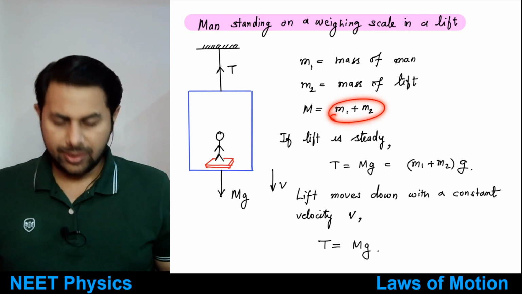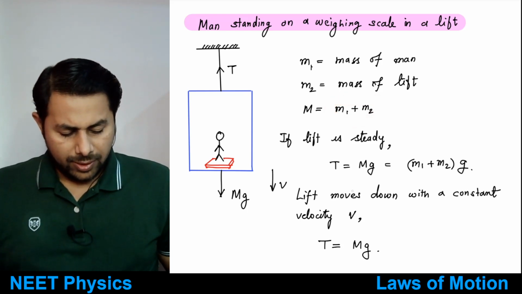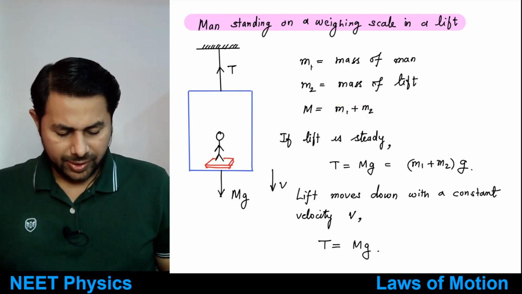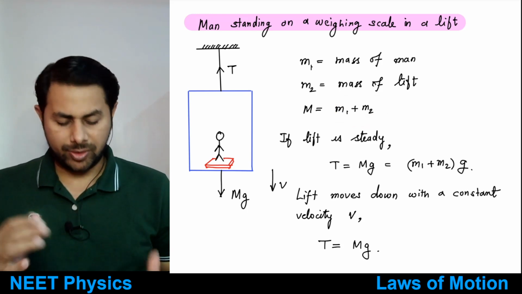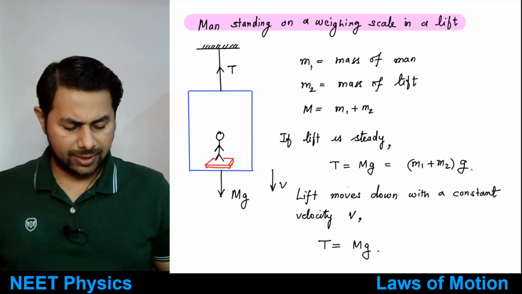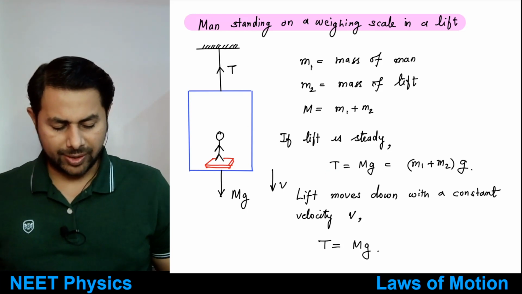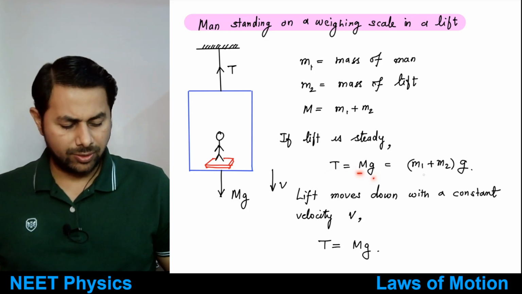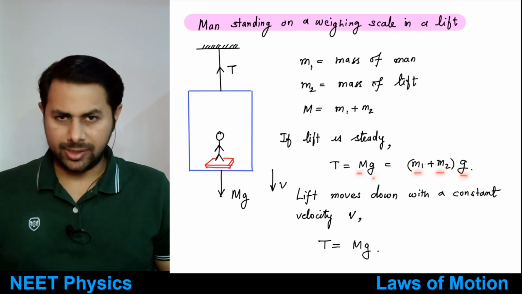So then what would be the tension? Tension is just supporting the weight because it's not moving upwards and it's not moving downwards, there is no acceleration, and therefore tension is just equal to the total weight. So that is m times g, so (m1 plus m2) multiplied by g.